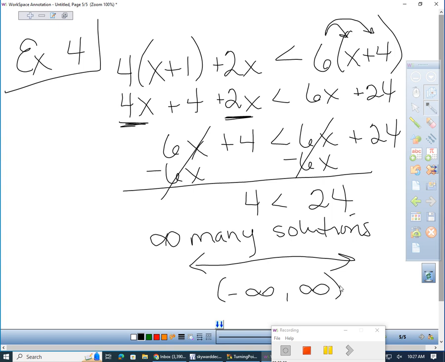Graph and interval notation. Yes, that is correct.